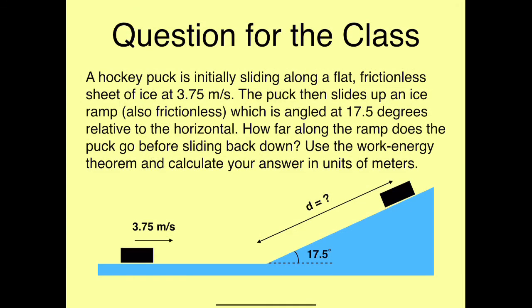Okay, so let's do one more example using the work energy theorem, and then we'll end the lecture. In this question, we have a hockey puck, which is initially sliding along a flat and frictionless sheet of ice at 3.75 meters per second. The puck then slides up an ice ramp, so it's also frictionless, which is angled at 17.5 degrees relative to the horizontal. How far up the ramp does the puck go before sliding back down?